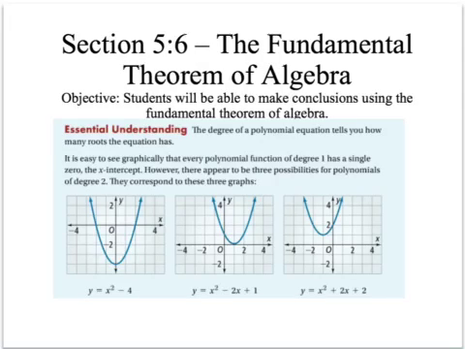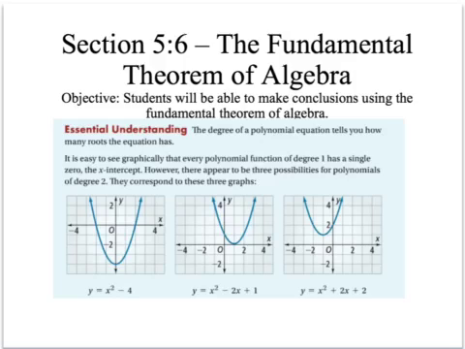In that essential understanding box, it's saying the degree of a polynomial tells you how many roots an equation will have. Yes, we did that. We looked at a quartic and we said, okay, we should have 4 answers. We've been doing that. And it's easy to see that in some polynomials, but then these examples here, it says there appears to be 3 possibilities for a polynomial of degree 2, and they correspond to these 3 graphs.